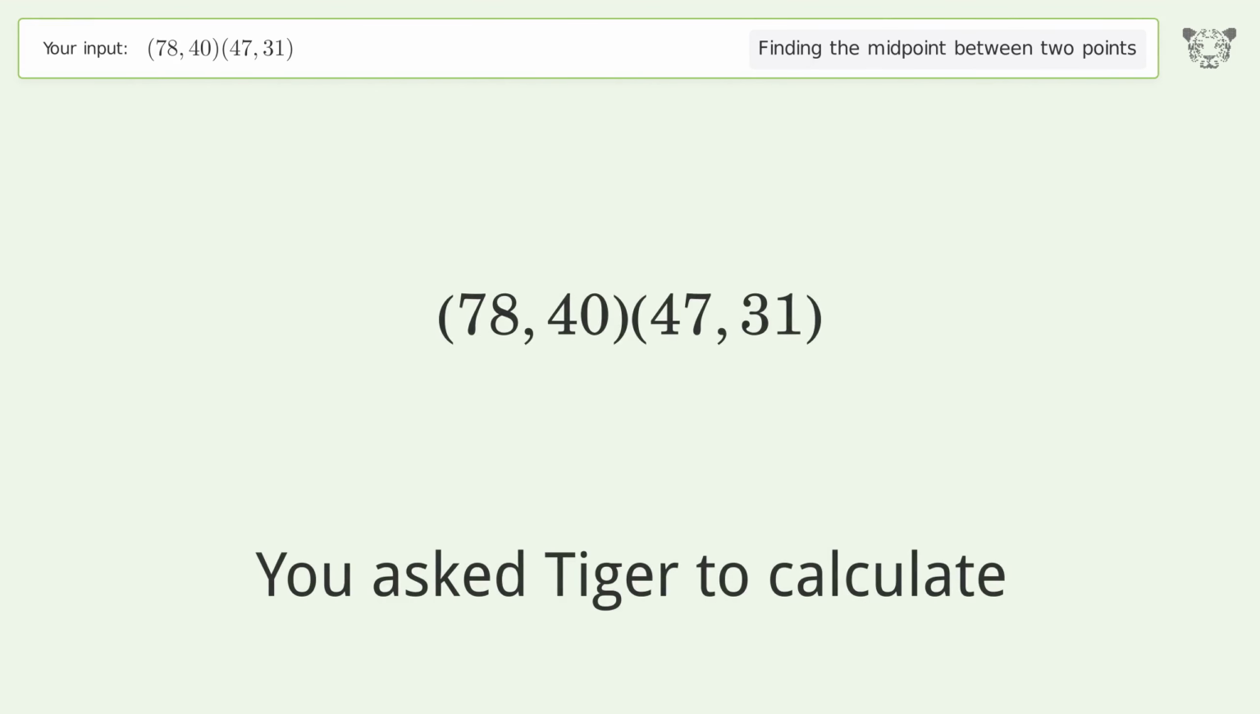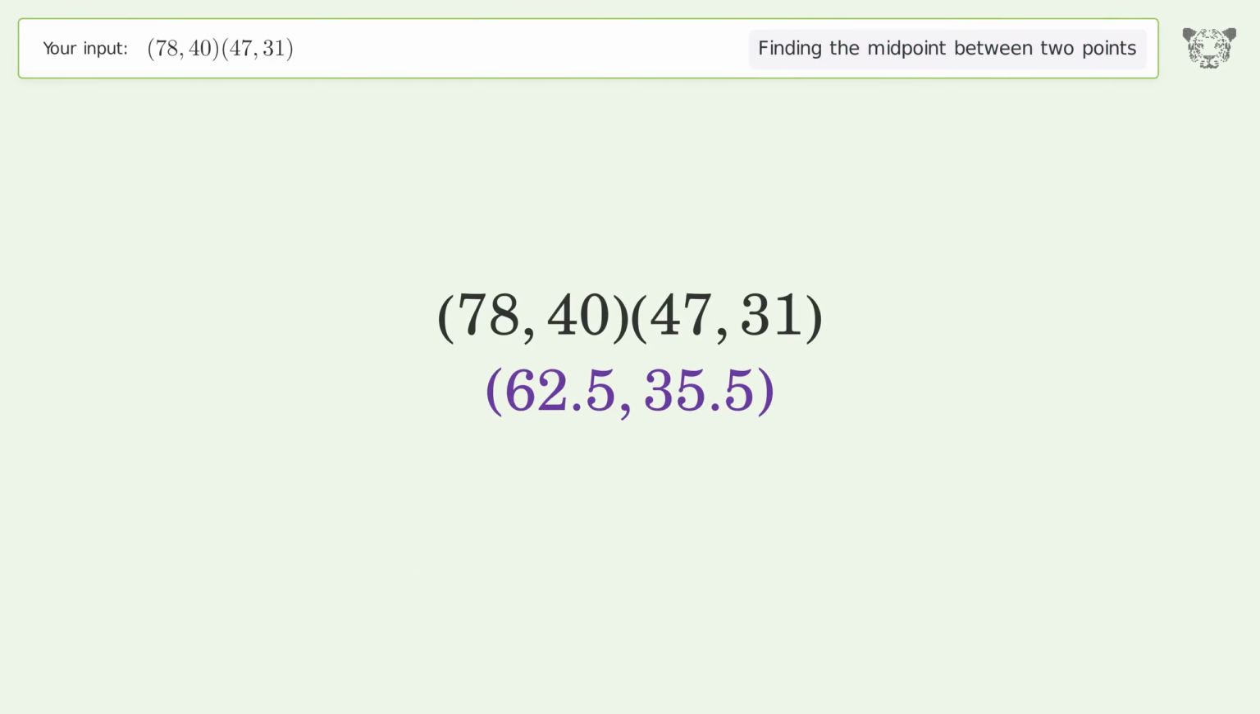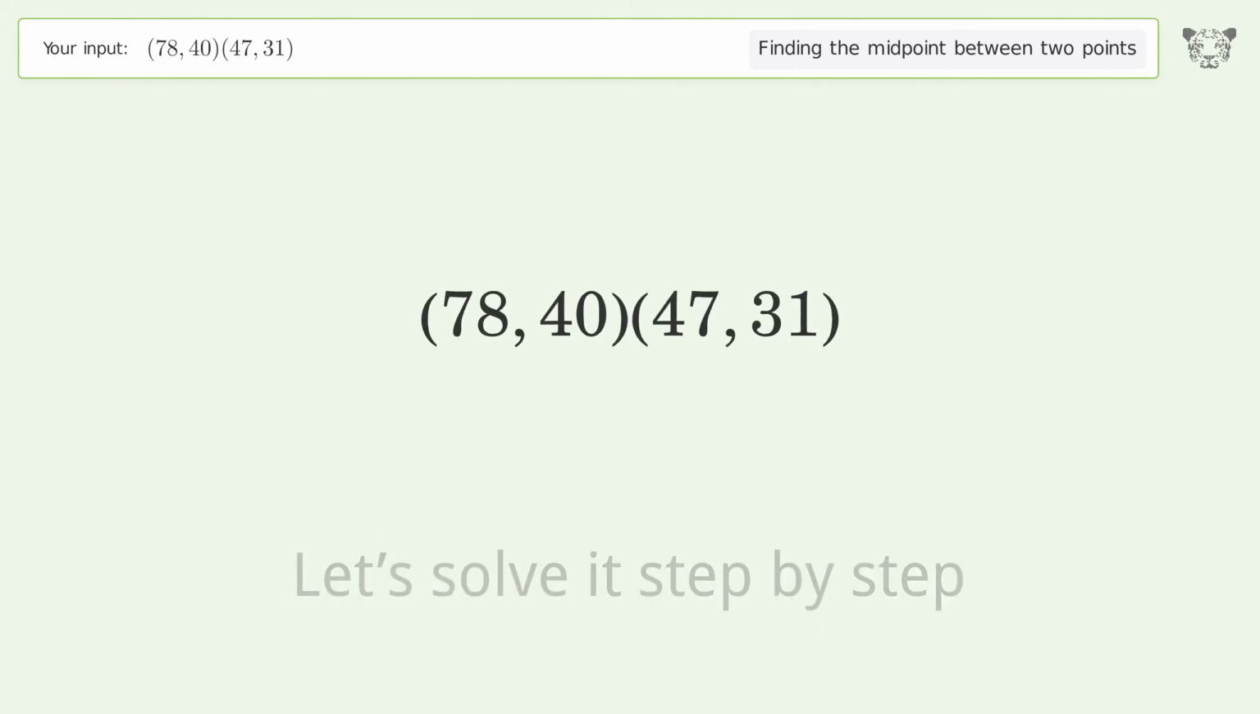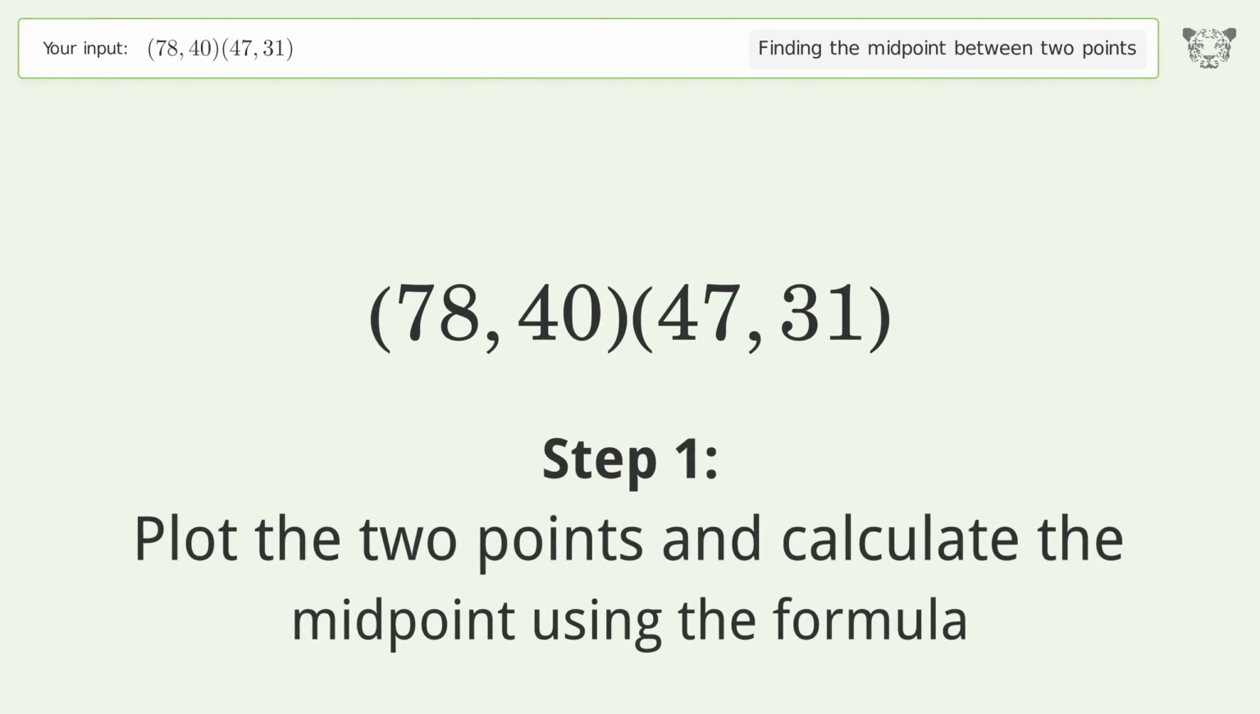You ask Tiger to calculate. This deals with finding the midpoint between 2 points. The midpoint between the 2 points is 62.5, 35.5. Let's solve it step by step. Plot the 2 points and calculate the midpoint using the formula.